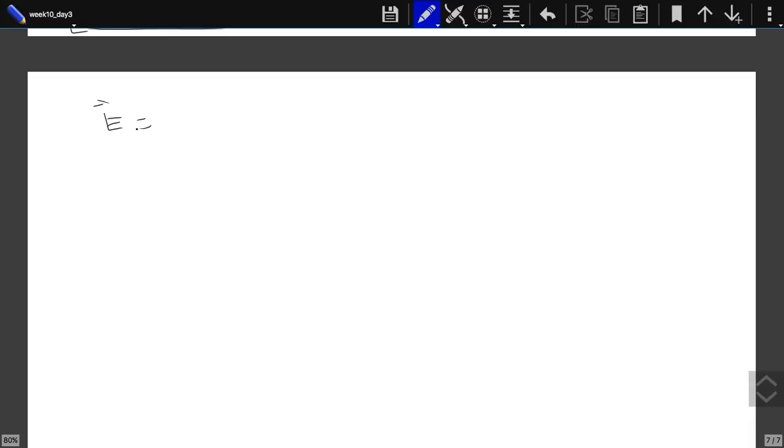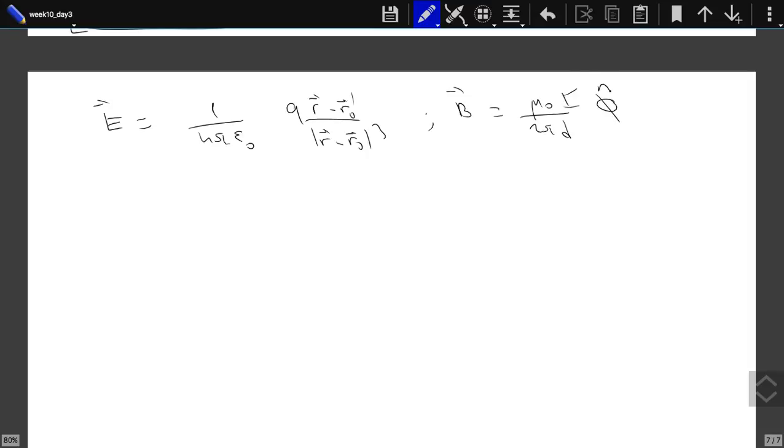If you consider all the laws we have, the electric field, let's say, of a point charge, is 1 over 4 pi epsilon 0, q (r minus r prime) over |r minus r prime| cubed. The magnetic field, let's say, of an infinite wire, is equal to mu0 over 2 pi d, I, in some direction around the wire. So these are, in a sense, the fundamental relations related to electric fields and magnetic fields. And we want to find a speed to compare the speed of our particles with. So what should we compare it with?